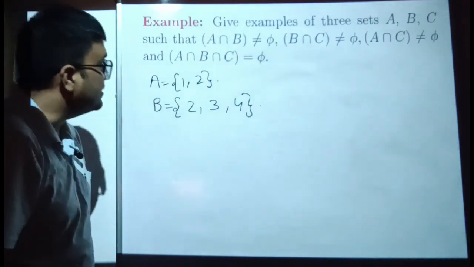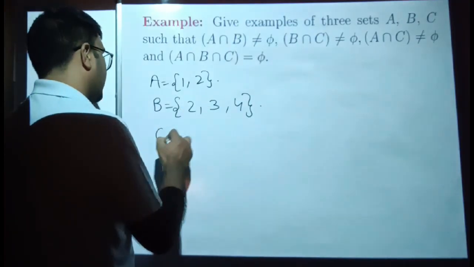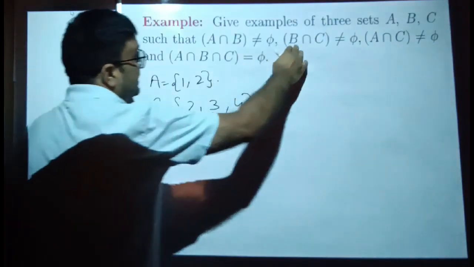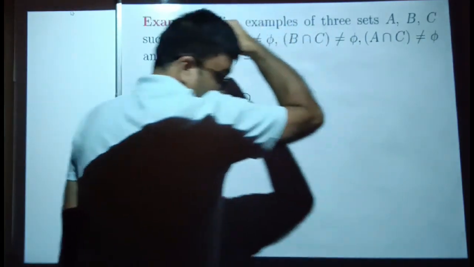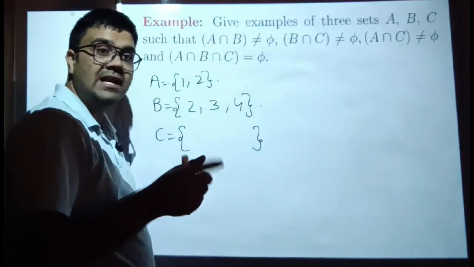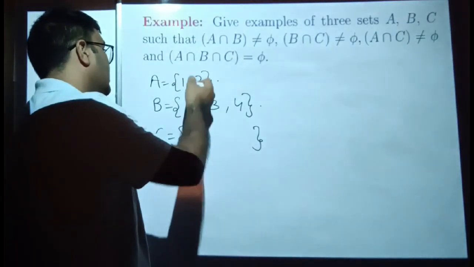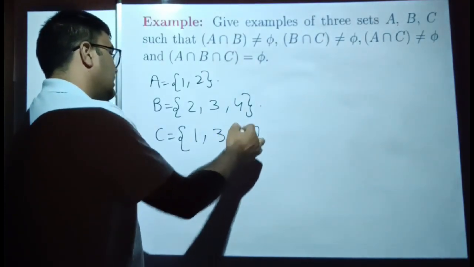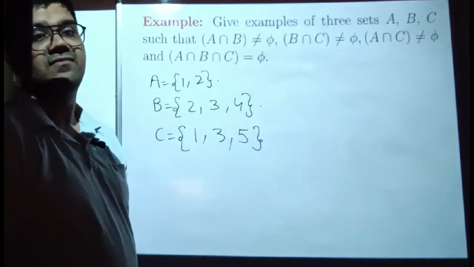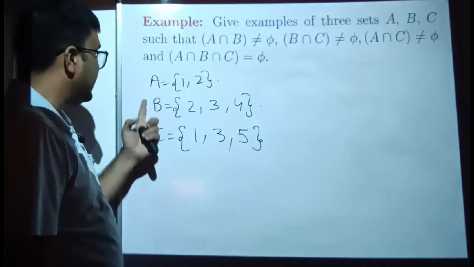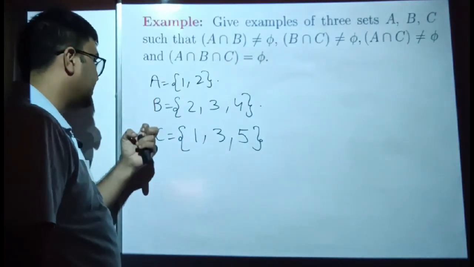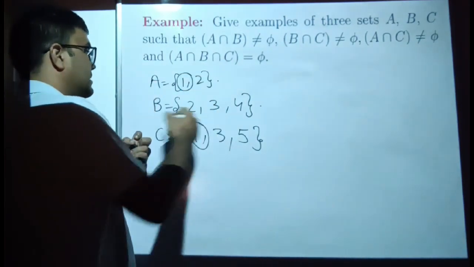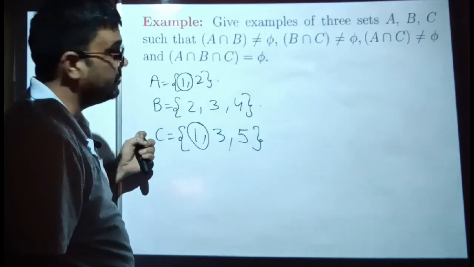B set we have constructed. Now B intersection C should not be phi. We are considering another set C, so that B intersection C and A intersection C both should not be phi. We have to include the elements of A as well as of B. I include the element 1 over here, and I include the element 3 over here, and suppose I include another element 5. So we will have A intersection B is not phi, B intersection C is not phi, A intersection C is not phi, it is not empty.